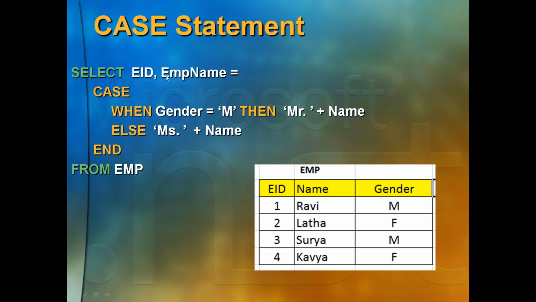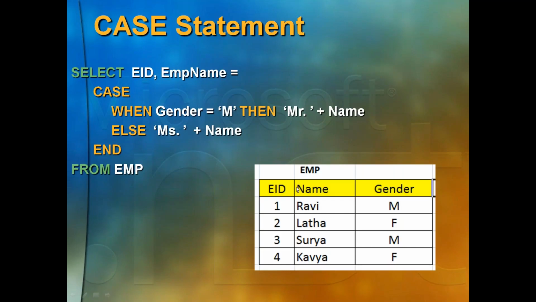This is how we should write it. Employee ID, employee name, then an alias, and CASE. When gender is equal to male, then concatenate: Mr. is a constant, plus name. Clear? Else Miss plus name. If it is M, then Mr. plus name, so Mr. Ravi. Else Miss Lata, and Mr. Surya, Miss Kavya.